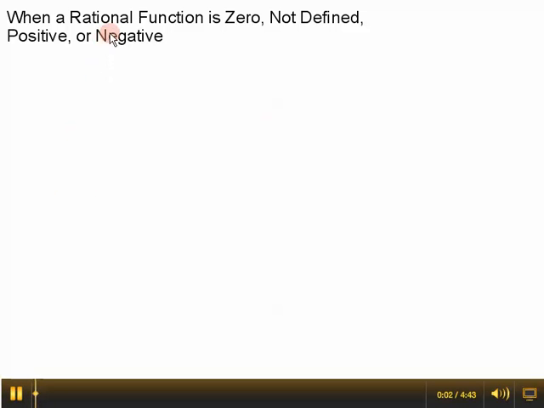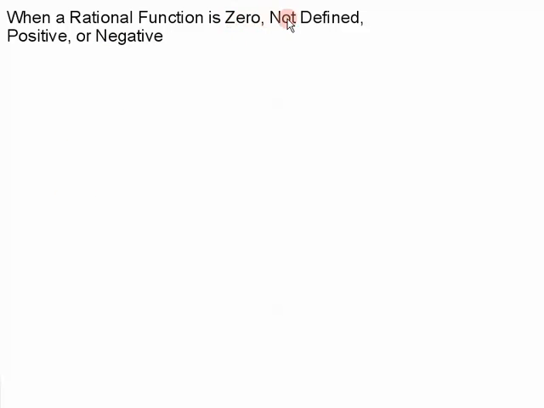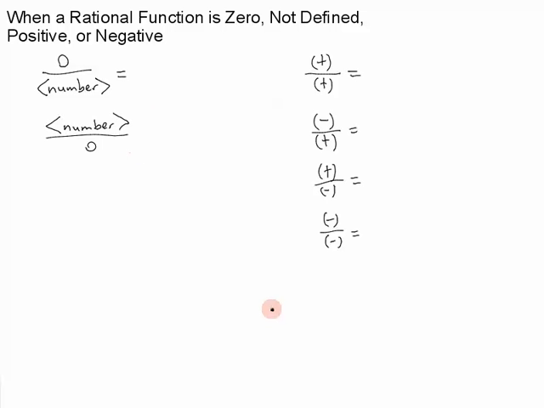Let's discuss when a rational function is zero or undefined and positive or negative. Let me start with some basic rules for fractions because a rational function is just a fraction. If you take 0 and divide it by a number that's not 0, you get 0. If you take a number that's not 0 and divide it by 0, that is not defined, or it's undefined, if you want, not defined.